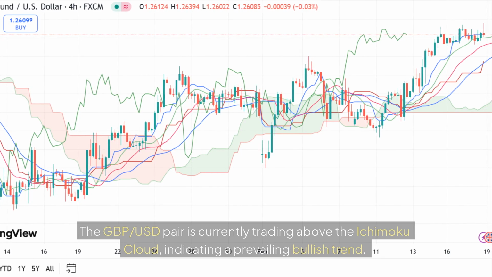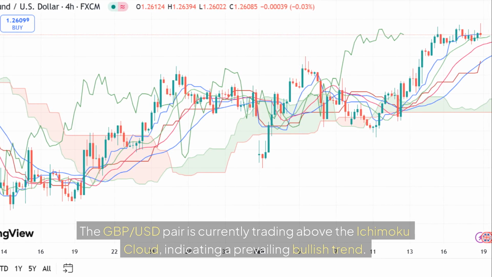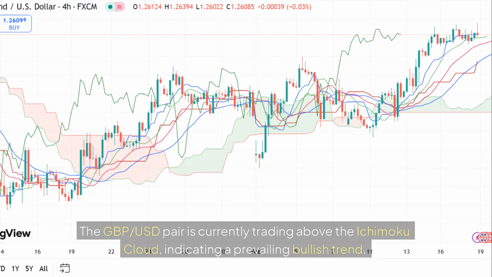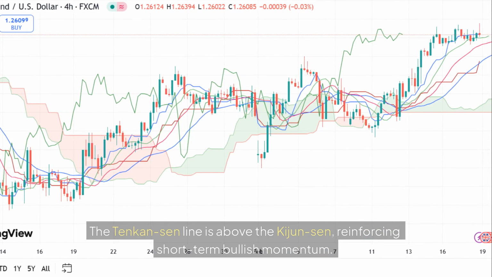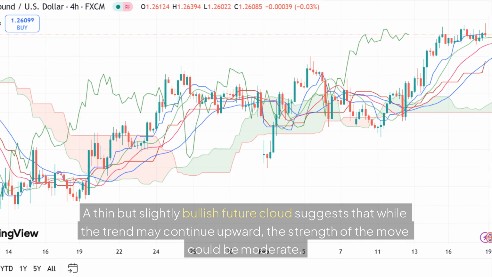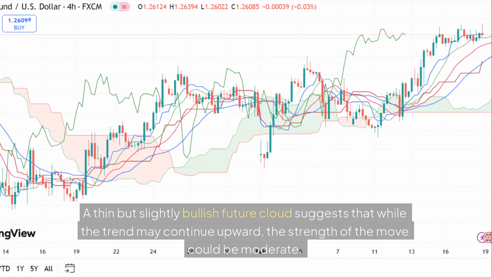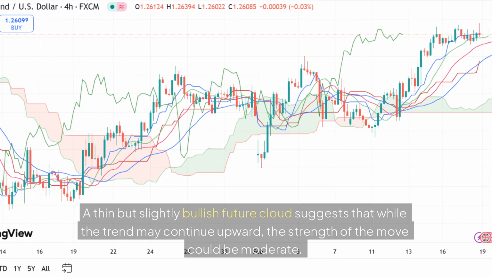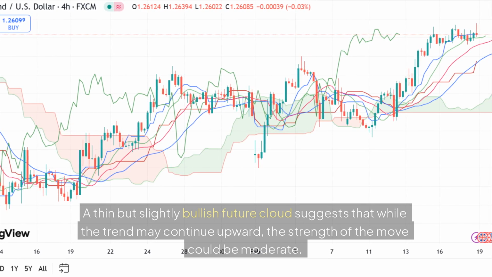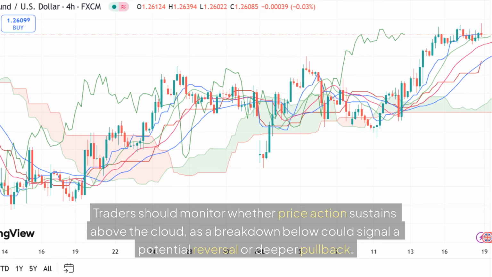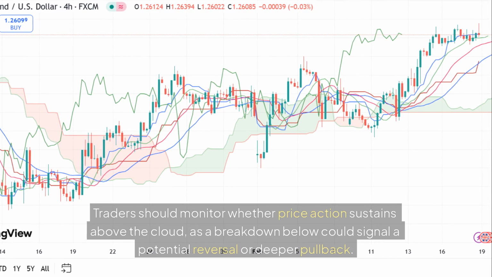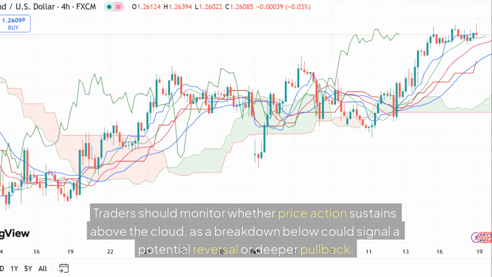The GBP-USD pair is currently trading above the Ichimoku Cloud, indicating a prevailing bullish trend. The Tenkan-sen line is above the Kijun-sen, reinforcing short-term bullish momentum. A thin but slightly bullish future cloud suggests that while the trend may continue upward, the strength of the move could be moderate. Traders should monitor whether price action sustains above the cloud, as a breakdown below could signal a potential reversal or deeper pullback.